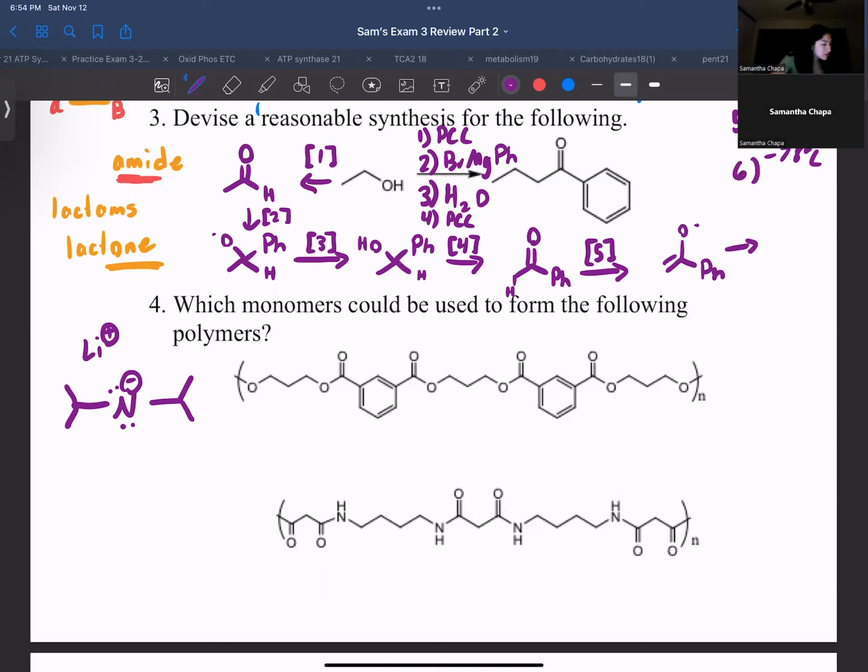And for step number 6, I did just an acid chloride, but there is another way that you could do it. So if you figure out another way to do it, let me know and I can check if you got it. I had 1, 2. Yeah, and that will be this group right here.